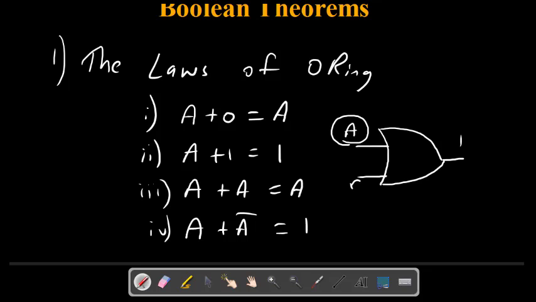Then the third one, both inputs are A. If A is 0, both are 0, so 0 or 0 is 0. And if we have 1, both are 1, 1 or 1 is 1. So this is A or A is A. It is not 2A, it is A. Then A or A bar. Suppose this is A and this is A bar. If A is 0, this becomes 1. So one of the inputs is 1, so output becomes 1. And if A is 1, A bar is 0, but at least one input is 1, so this is always 1. So A or A bar is always 1. So these are the laws of ORing.